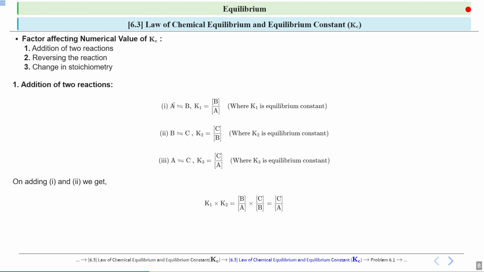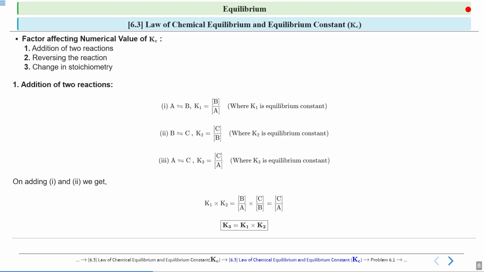If you add both of these equations, this B and this B will get cancelled out, and you will get a direct conversion from A to C. But what will happen to the equilibrium constant? Can you see this? You will notice that now you can write K3 as K1 multiplied by K2. Because if you multiply K1 and K2, this B and B will cancel out, and you will finally get concentration of C by concentration of A. So we can finally say that if you add two equations, then the equilibrium constant of the final equation will be the multiplication of the equilibrium constants of the two added equations. Got it? That is, K3 equals K1 multiplied by K2.